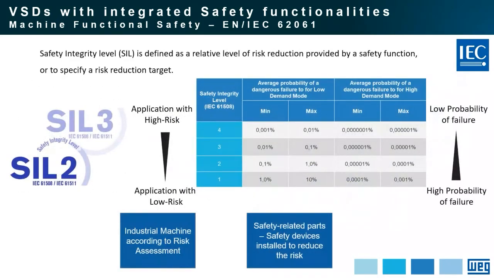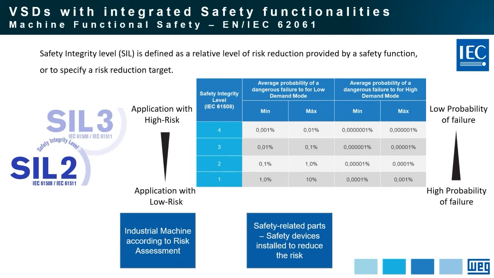So this standard will define different safety levels according to the application or according to the machine design. The standard calls it the safety integrity level, also called SIL. And it defines the relative level of risk reduction provided by a safety function, or a specific risk reduction target. It is applicable for industrial machines and also for safety-related parts. It means the safety device is installed in the machine to reduce risk.